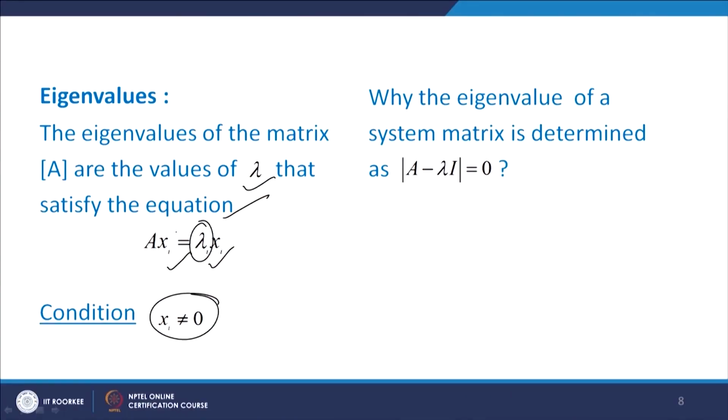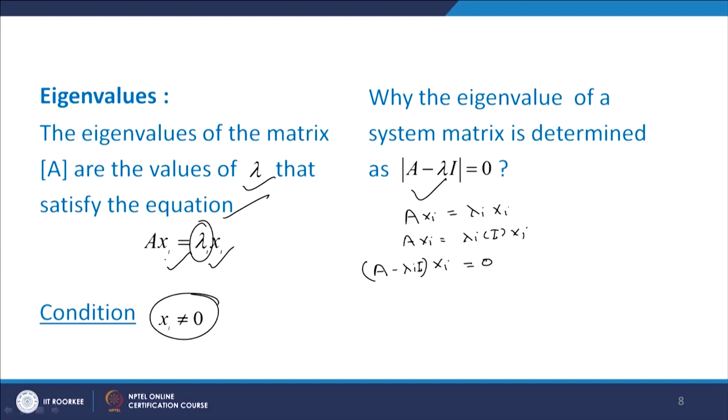Now why are the eigenvalues of the system matrix defined by A minus lambda I equals 0? Whenever we calculate the eigenvalues, why does it say A minus lambda I equals 0? For that purpose, we write A xi equal to lambda I into xi, assuming an identity matrix. Then we write this equation as A minus lambda I into xi equals 0. We are moving all the elements to one side, and it is said that A minus lambda I equals 0 is the way to calculate the eigenvalues, but we should know why it is so.